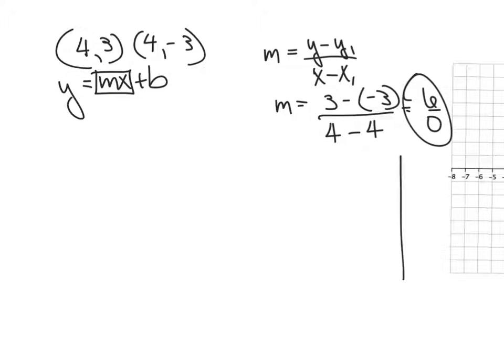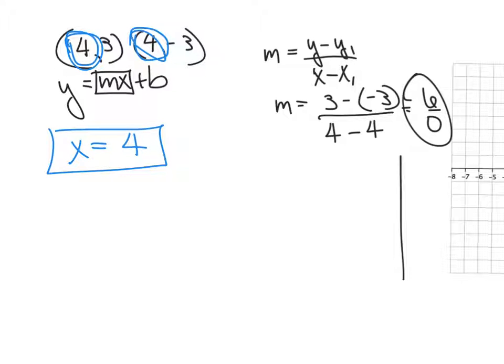makes it undefined. So a real quick and easy way that you can find out if the slope is undefined is look at your x values. If your x values are the same, your slope is undefined, and your answer is always x equals whatever number repeats itself. Okay, that ends up being your answer. That's all you need to know as far as that's concerned. Alright, let's do one more and then we'll call it good.